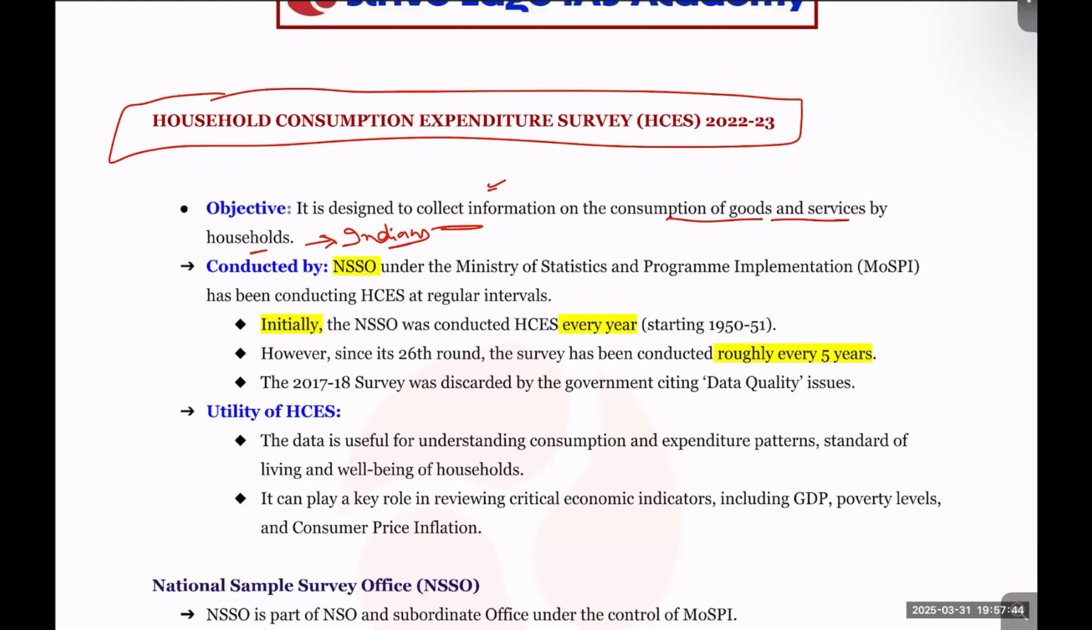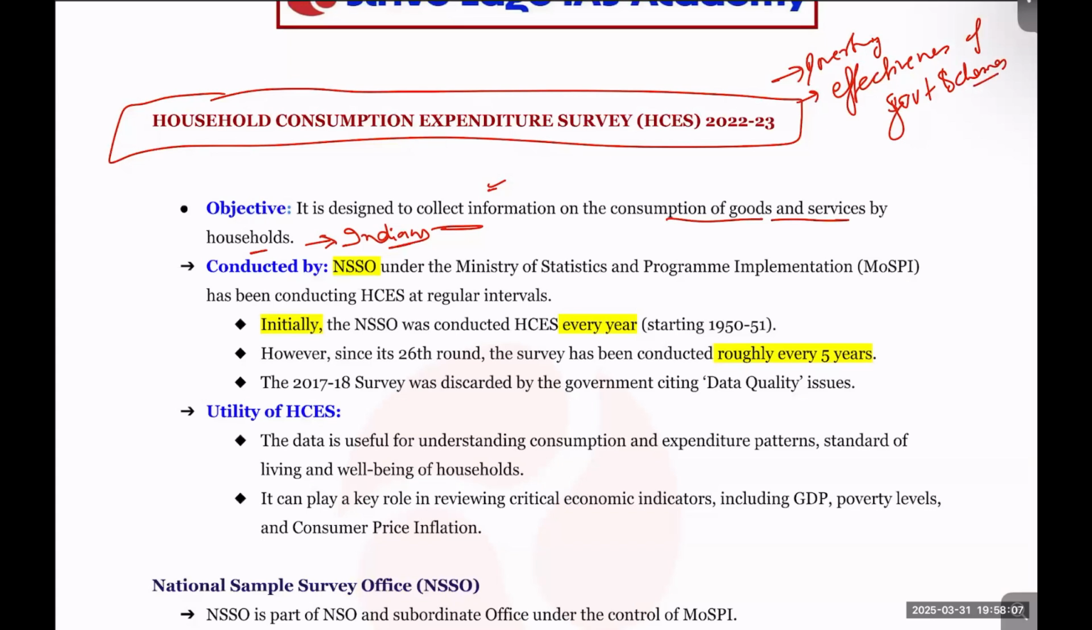Why do we need this? What is every family or every household in India consuming? Why do we need this data? We assess poverty, or even the effectiveness of government schemes, through this.